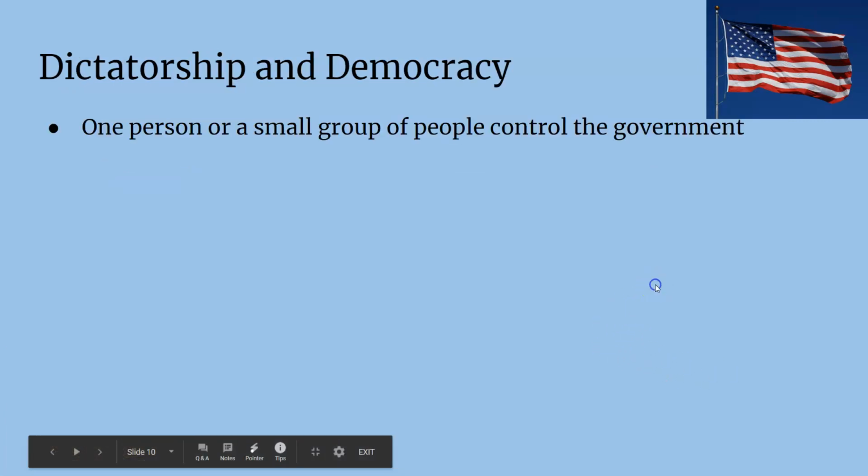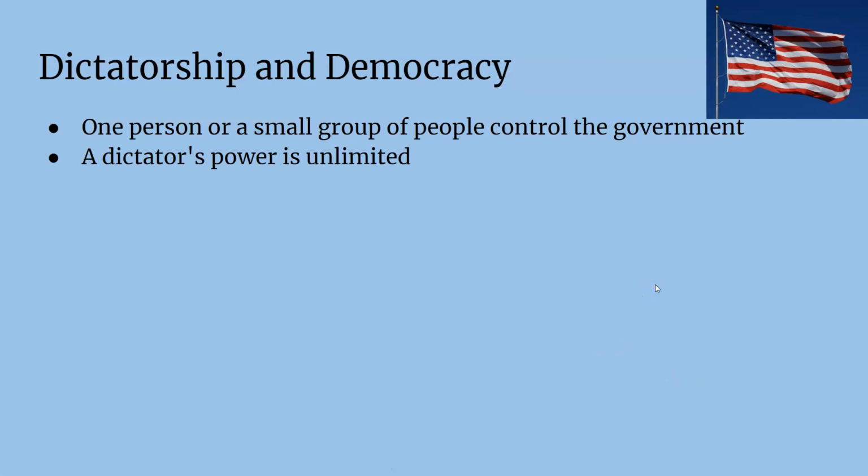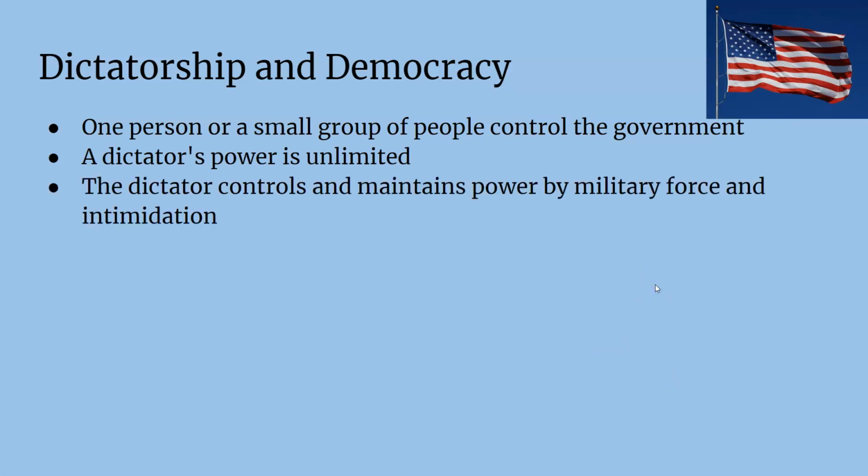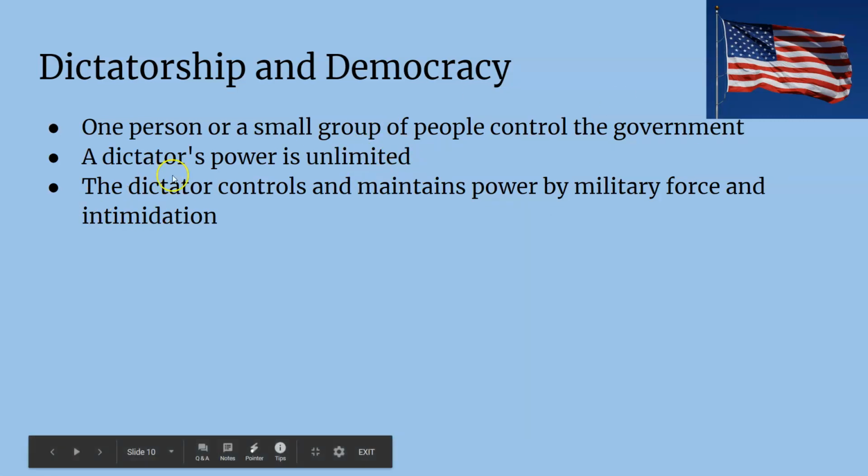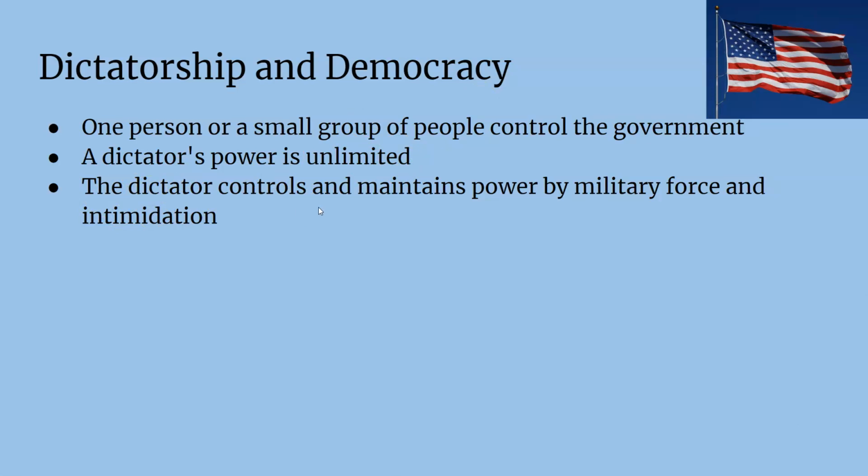All right, so dictatorships and democracy. A dictatorship is one person or a small group that controls the entire government. A dictator's power is unlimited. The dictator controls and maintains power by military force and intimidation.